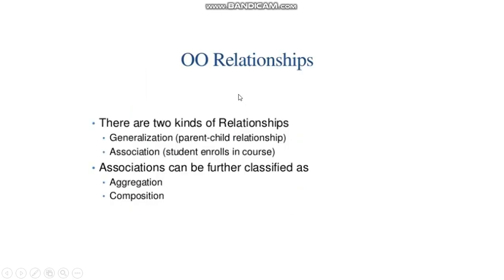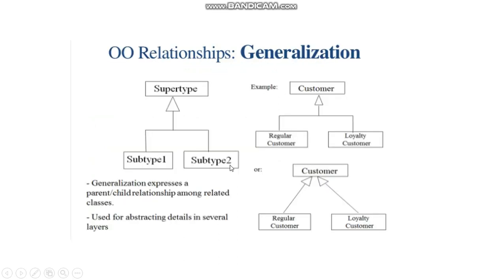The object-oriented relationships are of two kinds: generalization and association. Generalization can be called a parent-child relationship, and association is how a student enrolls in a course. So a relation that links various entities can be called an association. Association can further be classified as aggregation and composition. And this slide shows the relationships.